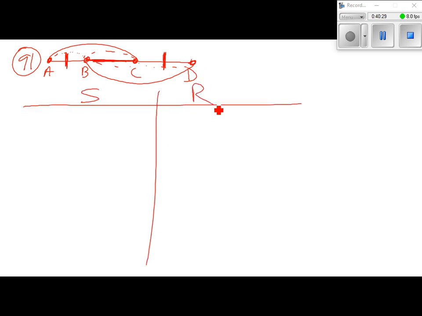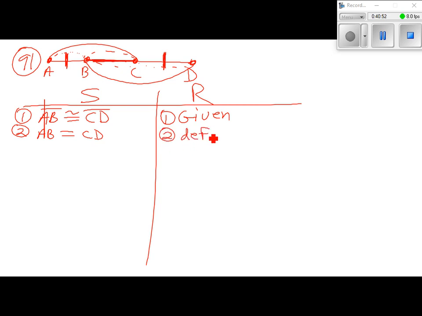Statements, reasons. Our first statement is going to be segment AB is congruent to segment CD. That was given to us. And the next thing I'm going to do with that is change it to algebra form. So AB equals CD. And remember, our reason there is definition of congruency.